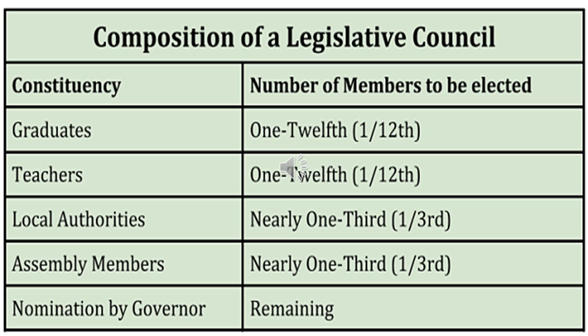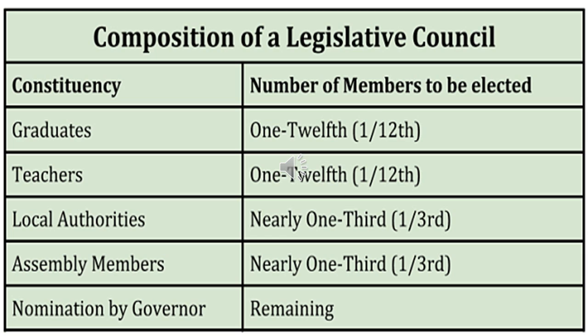One twelfth of the members are elected by the graduates of the universities in the state. Then one twelfth of the members are elected by the graduate teachers. Then one third of the members are elected by the members of the legislative assembly.